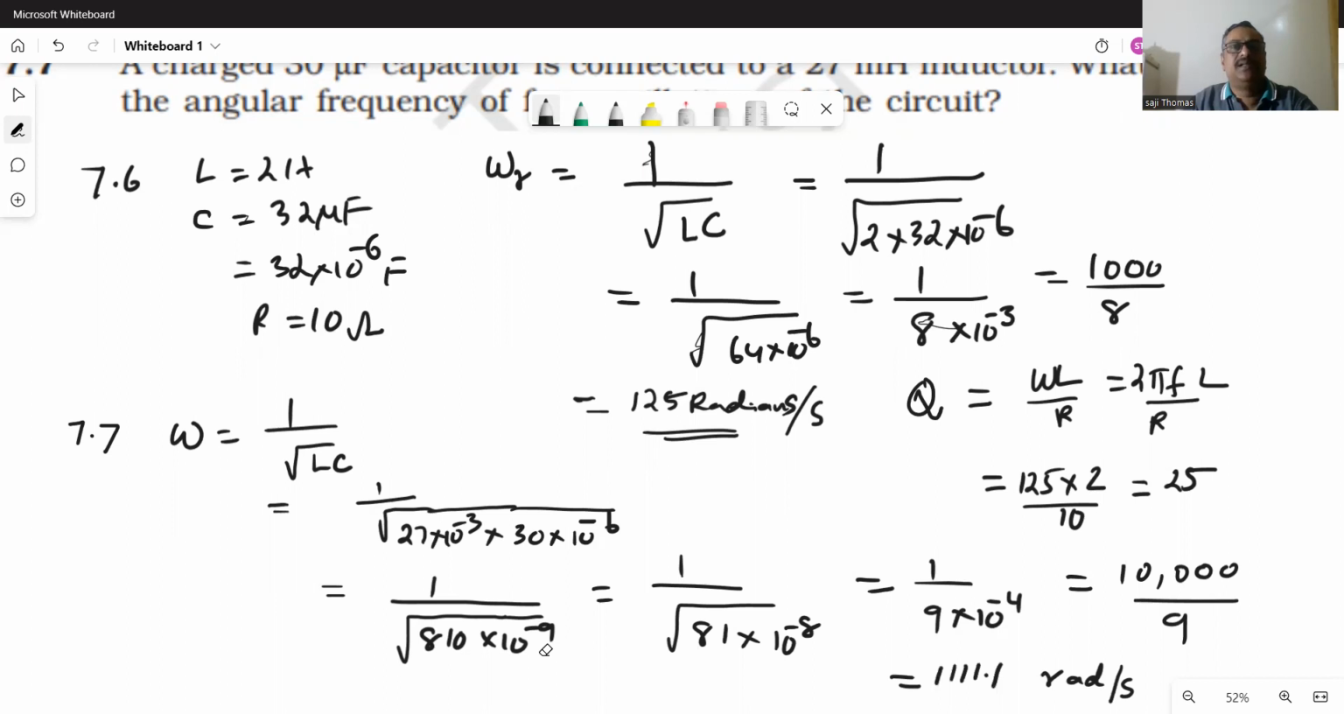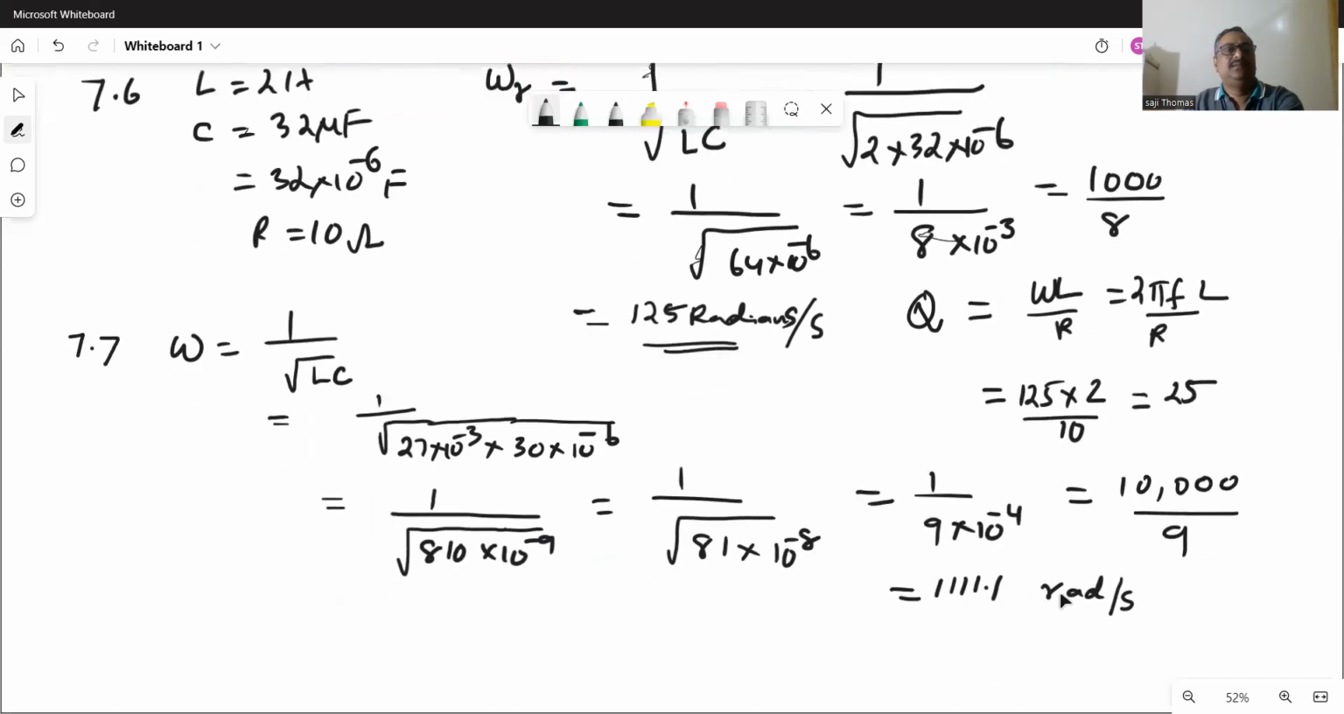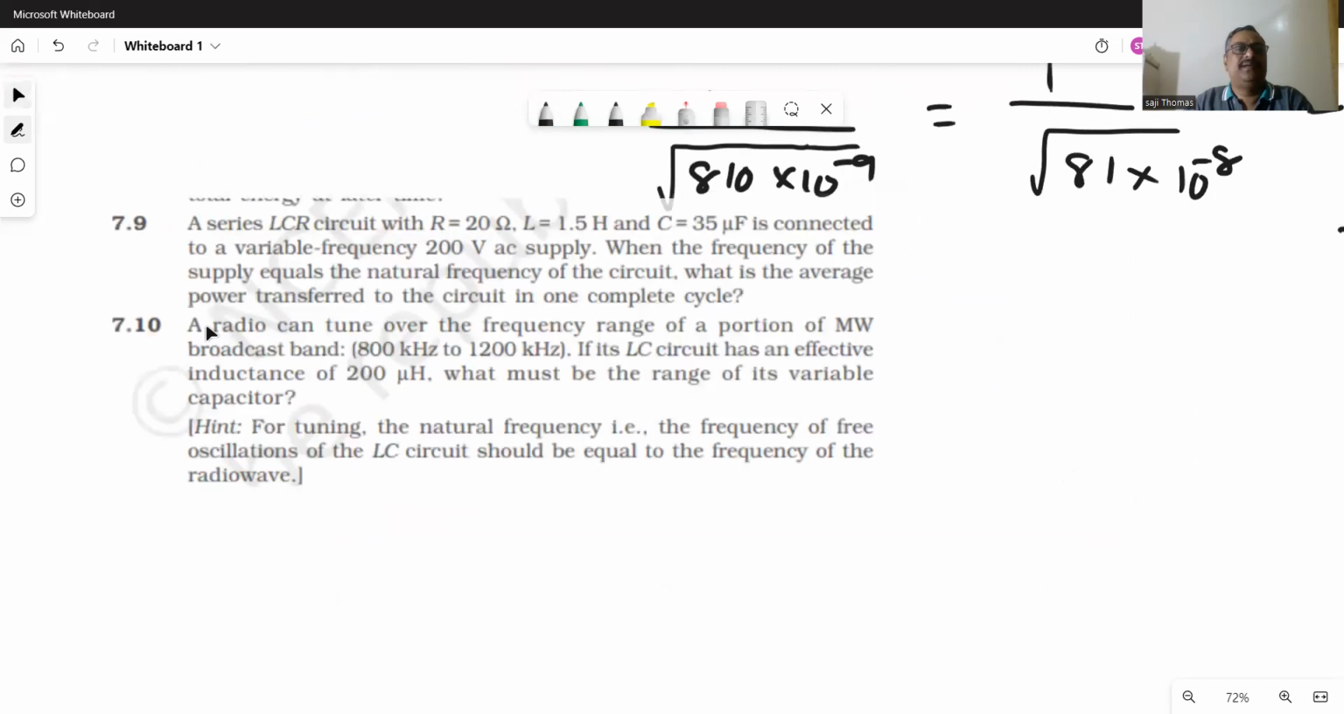Seven point eight. We will do 7.9. 7.8 is not there in the syllabus. So, 7.9.